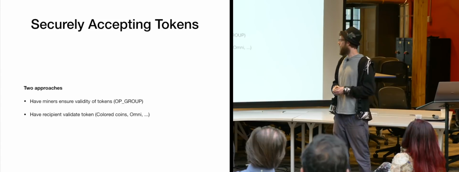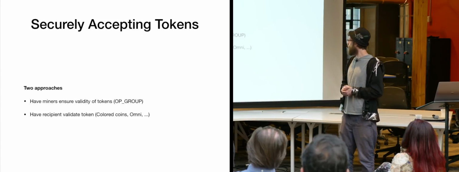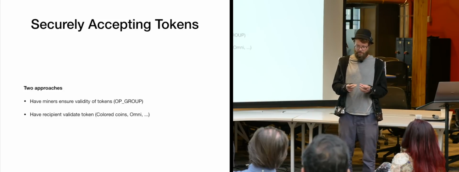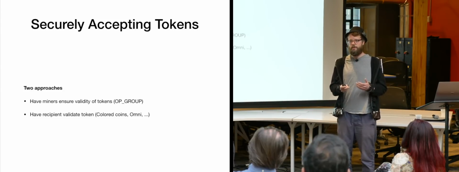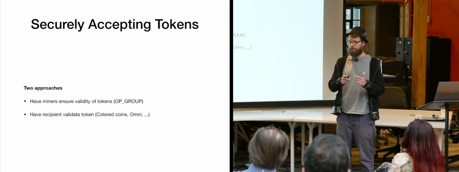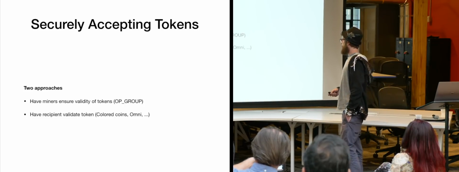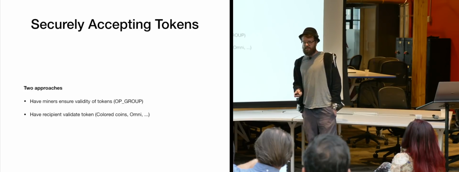out of thin air. There's been a proposal called OP_GROUP that has been discussed in Bitcoin Cash. It's a new opcode for the Bitcoin scripting language that would specify exactly how tokens flow from inputs to outputs. But this is something that doesn't exist in Bitcoin right now.